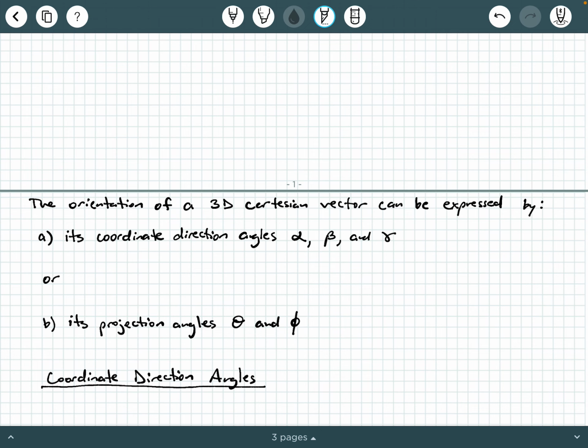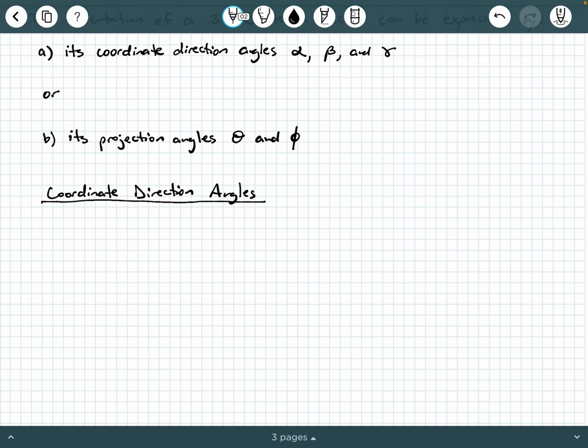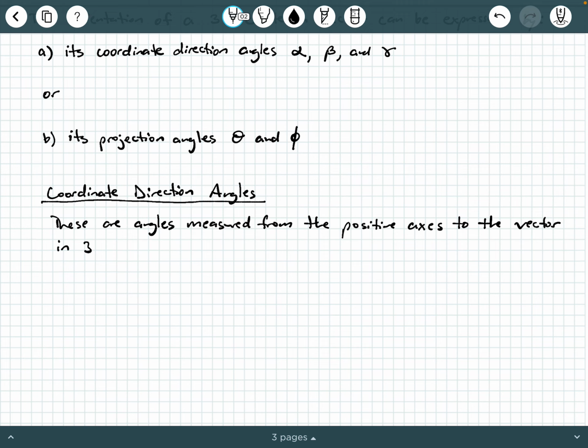So let's talk about what that's going to look like in either case. And remember, you could come across 3D vectors that are expressed either by coordinate direction angles or projection angles, all right? So let's talk about these coordinate direction angles first. Coordinate direction angles are the following. We're going to say these are angles measured from the positive axes to the vector in 3 dimensions.